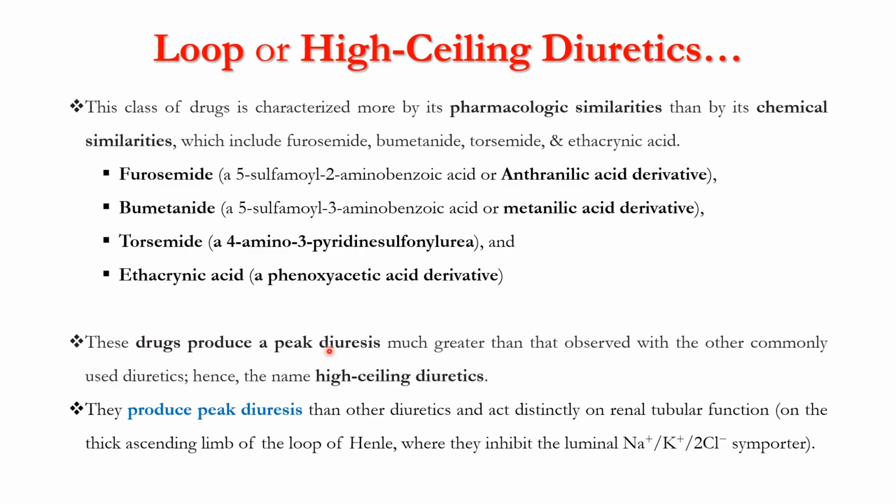These drugs produce a peak diuresis much greater than the other commonly used diuretics, so the name high-ceiling diuretics is given because of their peak diuresis. They act distinctly on renal tubular function, dominantly on the thick ascending loop of Henle, where they inhibit the luminal sodium-potassium-chloride symporter.